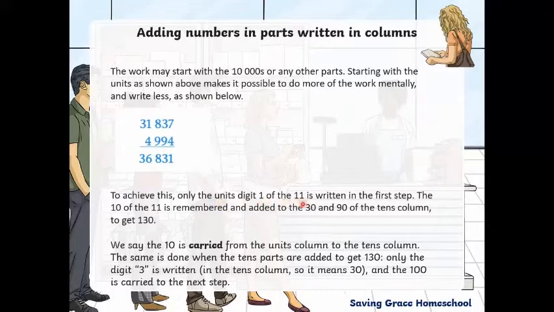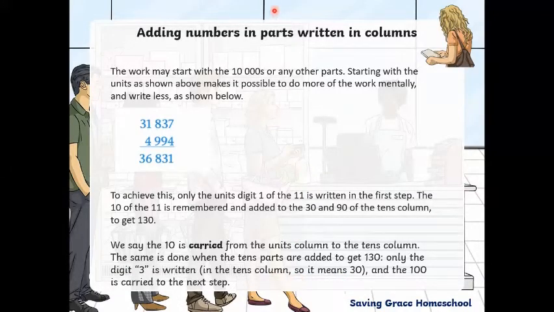To achieve this, only the unit digit, one of the 11, results in the first step. So we only write the one of the 11 here. The 10 of the 11 is remembered and then added to the 30 of the tens column to get the 130. We say the 10 is carried from the units column to the tens column, and the same is done when the 10 parts are added to get the 130. Only the 3 digit is written in the tens column, so that means 30. And the 100 is carried to the next step.